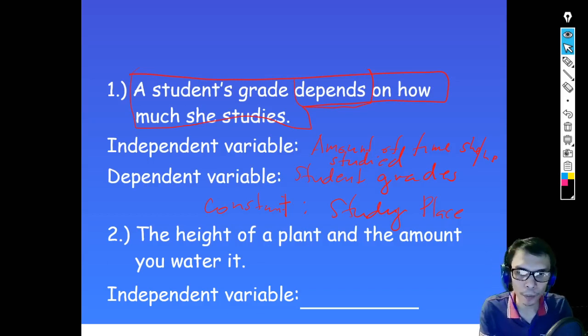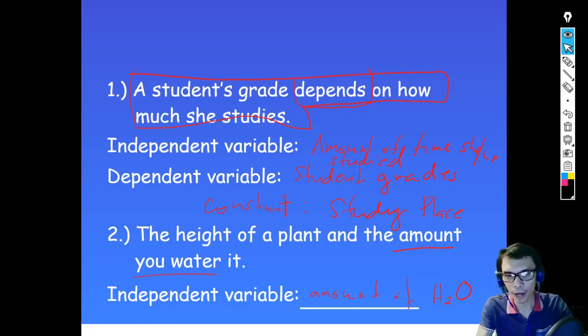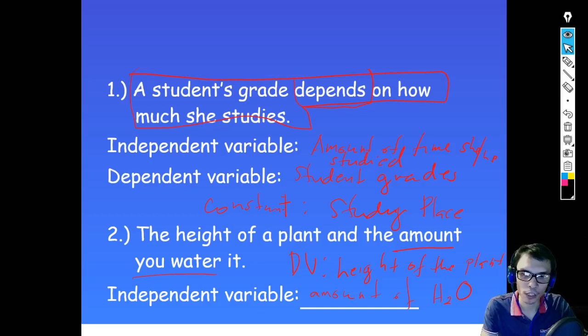Next, number 2. The height of a plant and the amount you water it. If you analyze this one, the amount of water will fall under the independent variable. Meanwhile, the dependent variable is the effect of the amount of water on that particular object, so that is the height of the plant. When you water the plant too much, does it increase in height? Or when you water the plant less, does its height decrease? So the height of the plant is the dependent variable. What are the constants? We can have the soil, the temperature, and so on and so forth.